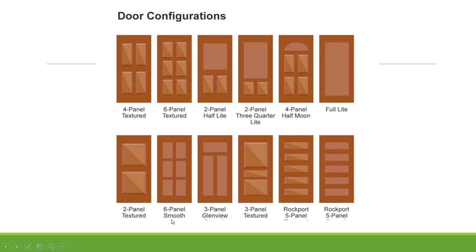2 panel textured, 6 panel smooth. Because all these panels are smooth, that's why we call these 6 panel smooth. These are 6 panels, but they are textured. Got it? So on the basis of the texture of the panels and the shape of the panels, we have configured the different doors into 10 different types.